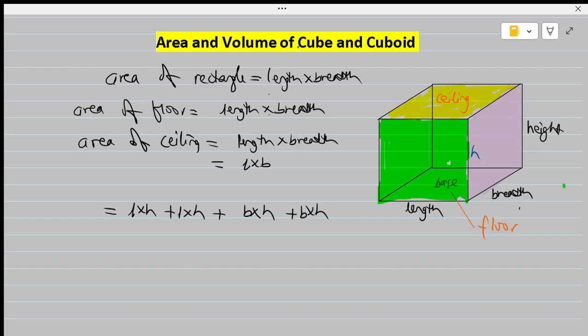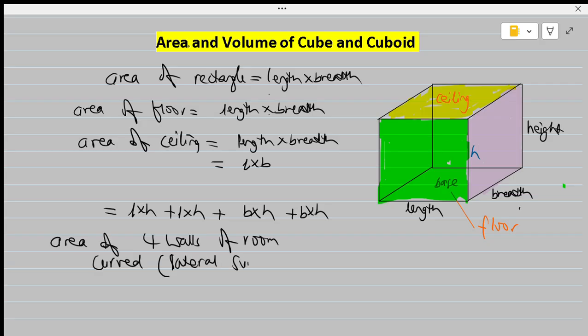This way we get the area of the four walls of the room. The area of the four walls of the room is called the curved or lateral surface area of the cuboid.